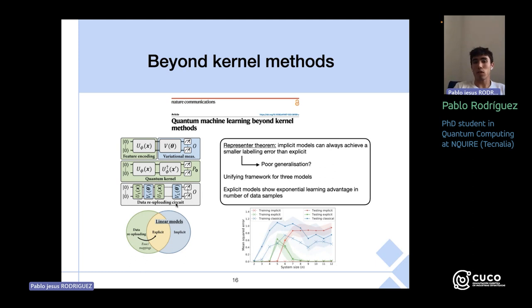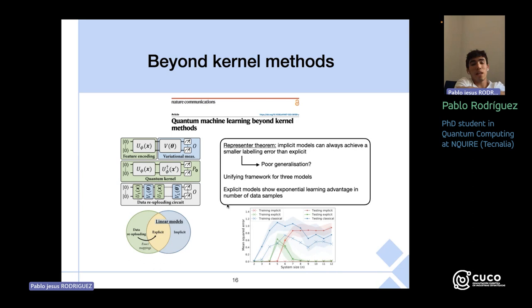However, there are some important results in this paper regarding the representer theorem, which is a very important statement in general machine learning, not only in quantum. This claims that implicit models can always achieve a smaller labeling error. So you will obtain better classification results using kernel methods than parameterized quantum circuits. However, they claim that this is because quantum kernel methods have a very high expressivity, and they can adapt their shape perfectly to the training points. However, when you try to classify some test point, when you try to generalize your model, you see that the generalization is quite poor because the model has learned the noise of the problem, and you are not able to acquire good results with your test points.